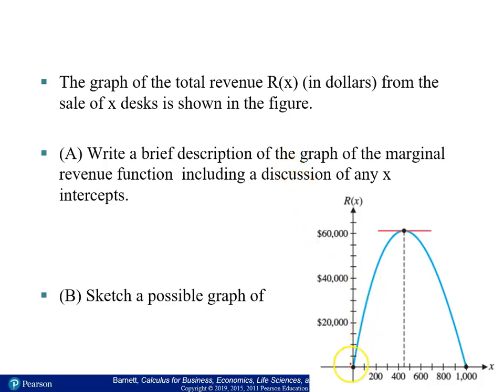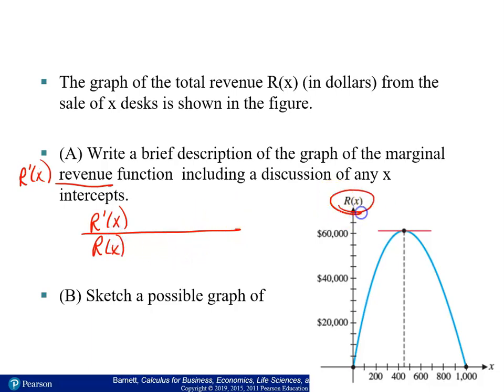This was a graph of revenue, so obviously you want to maximize your revenue when you're looking at this. Write a brief description of the graph of the marginal revenue function, including a discussion of any x-intercepts. This is our original function, and we want to describe the graph of the marginal revenue, so that would be describing the graph of the derivative function. I'm going to go back to what we know with our sign charts, except this time, since this is R of x, we need to think about what we can see here.